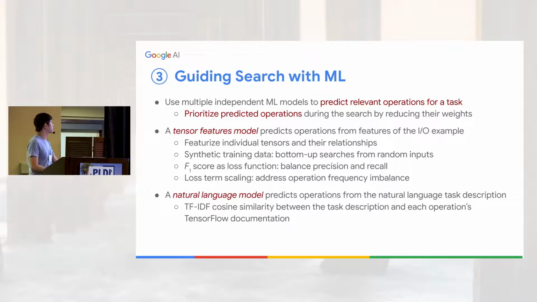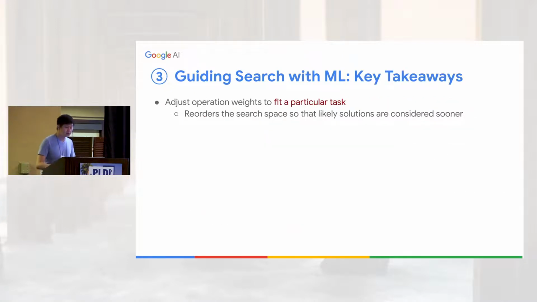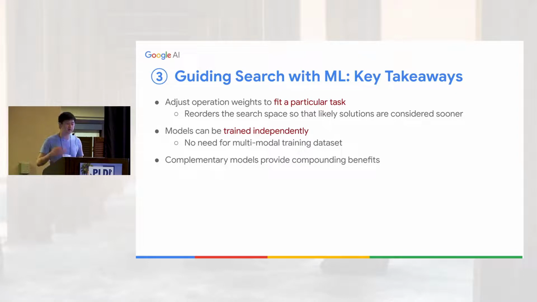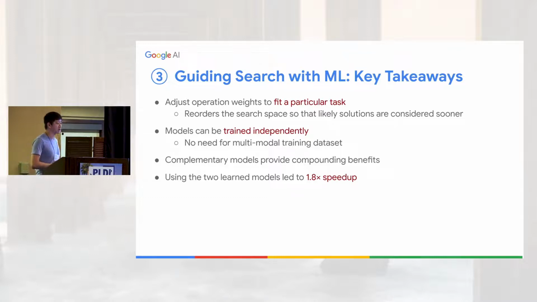The other model predicts operations from the natural language task descriptions, using TF-IDF cosine similarity between the description and the TensorFlow documentation for each of the operations. These two models adjust the operation weights to fit a particular task, which then effectively reorders the search space so that likely solutions are considered sooner. In our setup, the models can be trained independently, which eliminates the need for a multimodal training dataset, which we don't actually have in our case. Our experiments show that these models are complementary, and together they lead to a 1.8 times speedup.